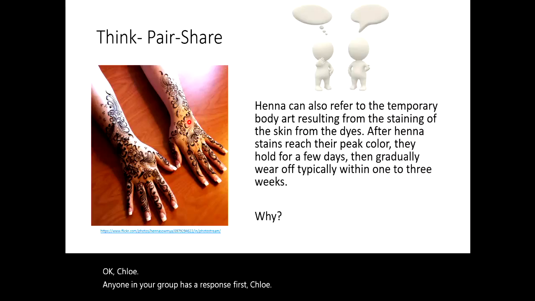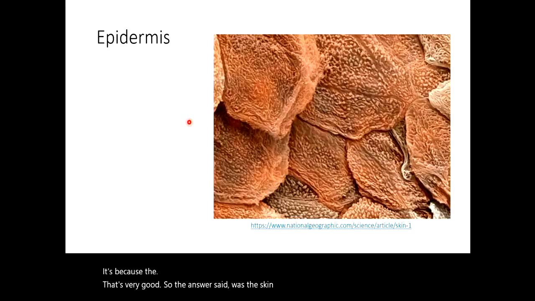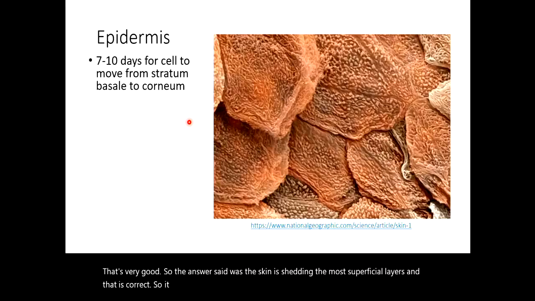It's because the skin sheds layers of sebum. That's very good. So the answer said was the skin is shedding the most superficial layers, and that is correct. So it takes around 7 to 10 days for the cells to move all the way down from stratum basale up to stratum corneum. Right?